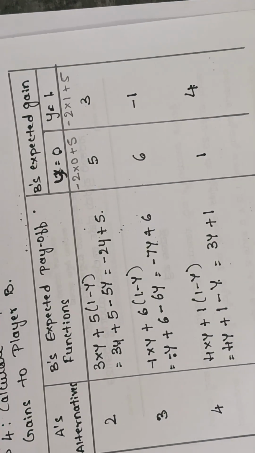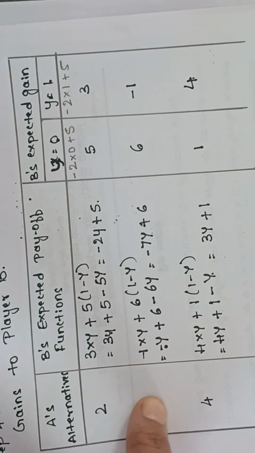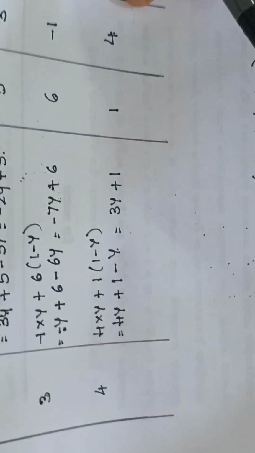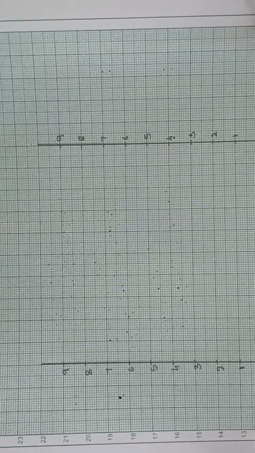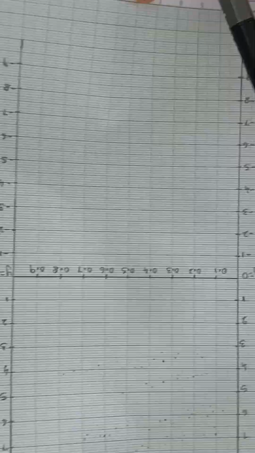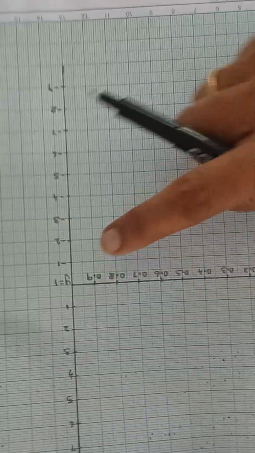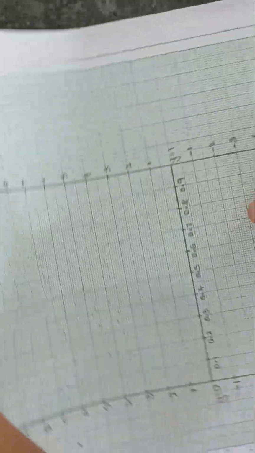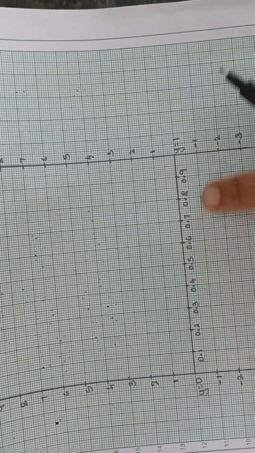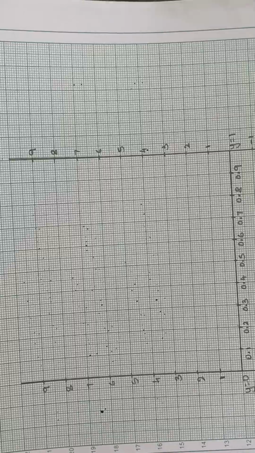Now these are the expected gains which we need to plot on a graph. Okay, so these values we will plot on a graph. So we will take a graph sheet. We will mark y is equal to 0 and you can look at the graph here. So we have two lines, where y is equal to 0 and y is equal to 1. In between we are having the values 0.1 to 0.9. Now let us mark the values.